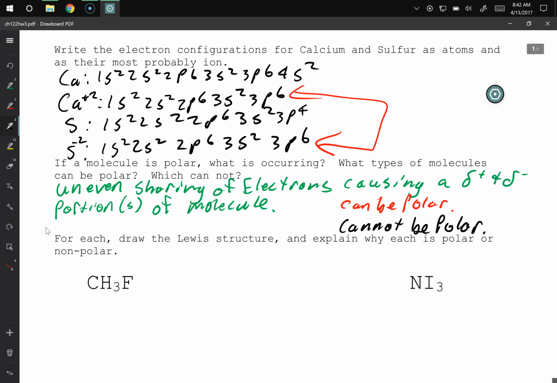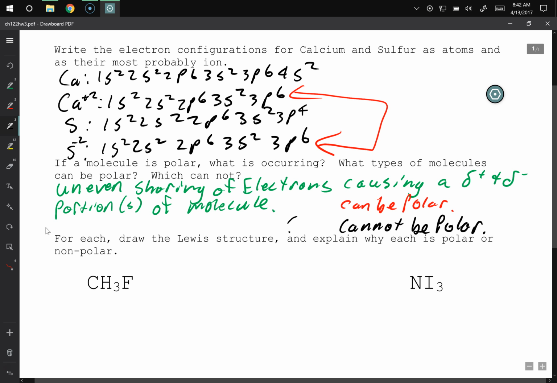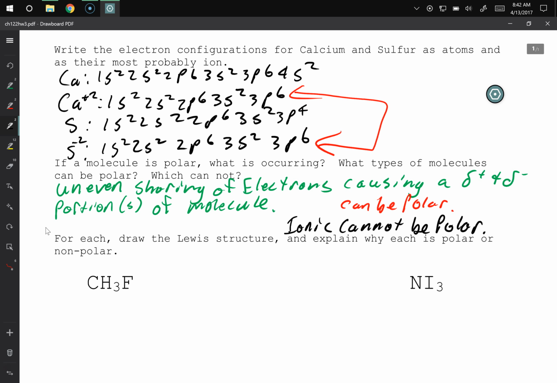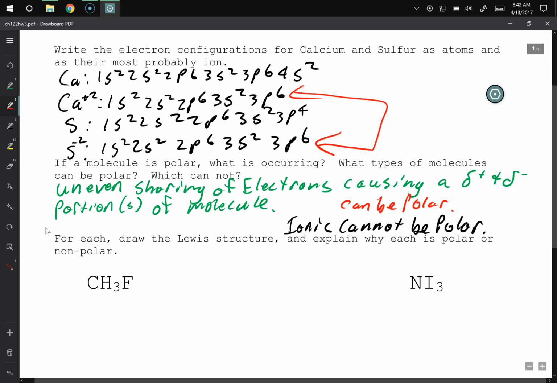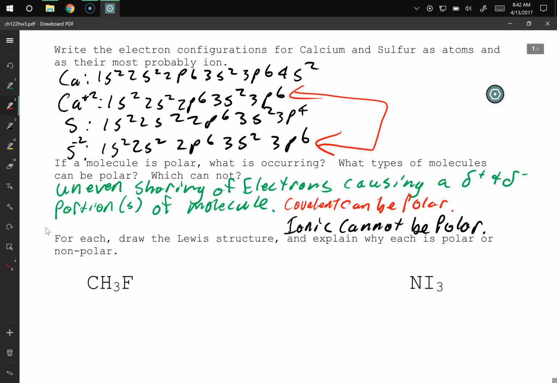It's an uneven sharing, right? So what kind of a molecule can't be polar? How about ionic? Why? No, they don't have shared electrons. There's no sharing in ionic. It's a full-fledged transfer. There's not uneven sharing. There's a transfer of the electron.